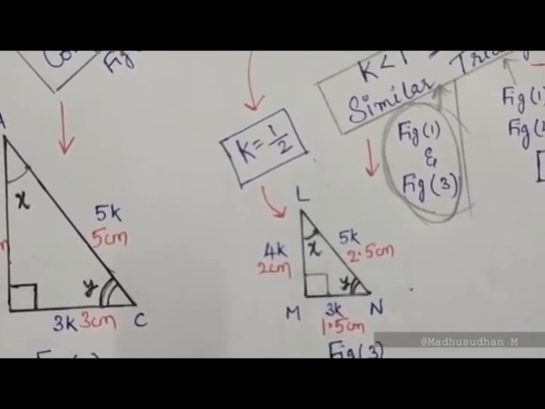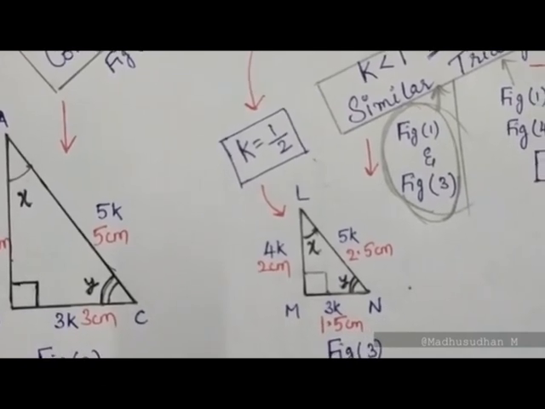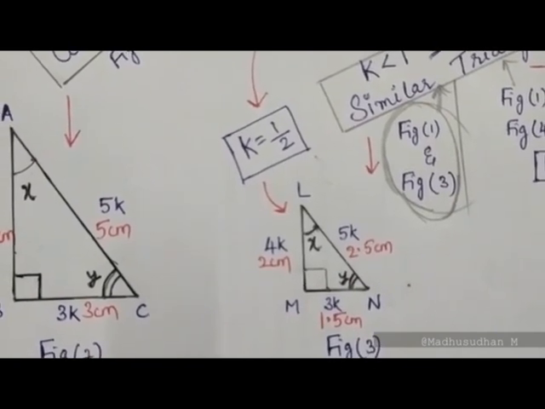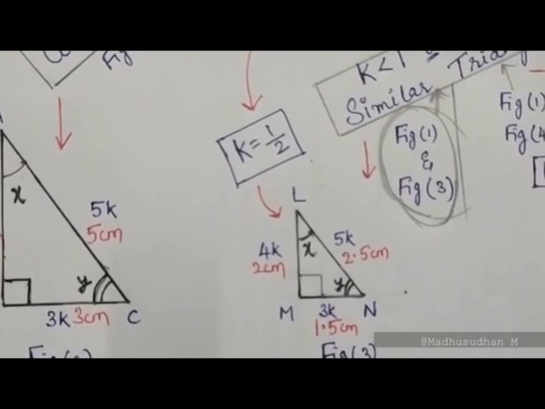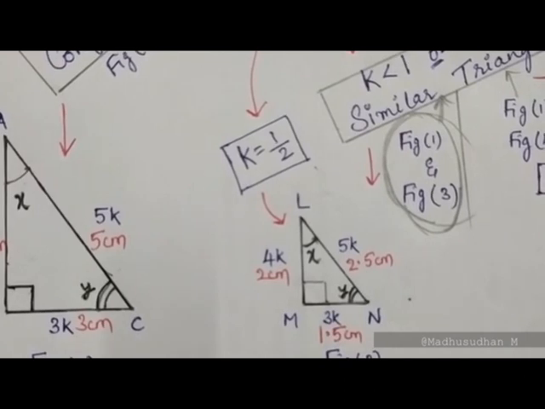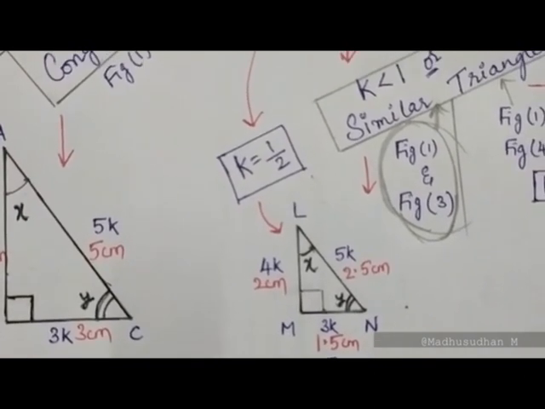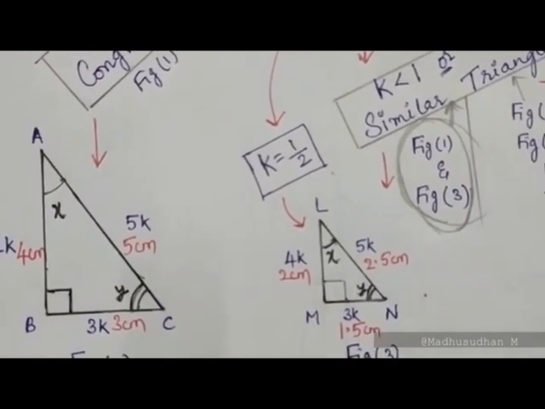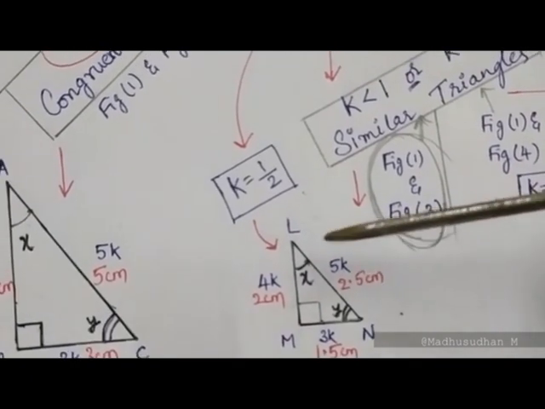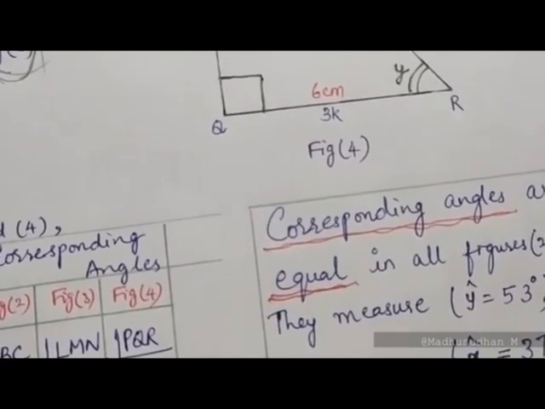If LM is constructed to be exactly 2 centimeters, MN exactly 1.5 and LN exactly 2.5 centimeters, constructed using scale and compass, you can use your protractor and check what shall be the value of Y and X. Even if these two right-angled triangles are similar, they have the same triangular shape but a different size, and with the use of the protractor we can find that angle X in figure 2, angle BAC, and angle MLN in figure 3 shall be exactly equal to 37 degrees and Y shall be exactly equal to 53 degrees.